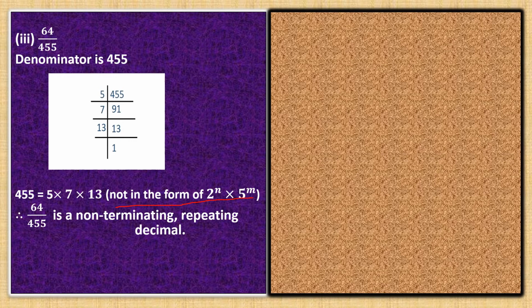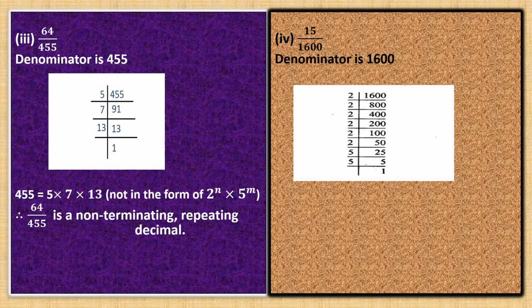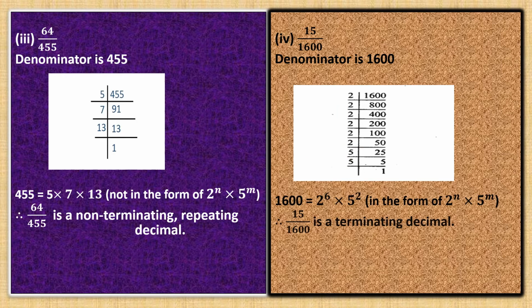Okay, clear children? So let us go to the next problem, 15 by 1600. Same, you do the denominator prime factorization. If you observe carefully, you got 2 power and 5 power. Till here it is 2 power and 5 power. No other friend came, right? So it will allow, it will be in the form of 2 power n into 5 power m. Only both are there. They are friends only. There is no issue. So it is a terminating decimal. Understood? It is a terminating decimal. So let us go with the next problem.